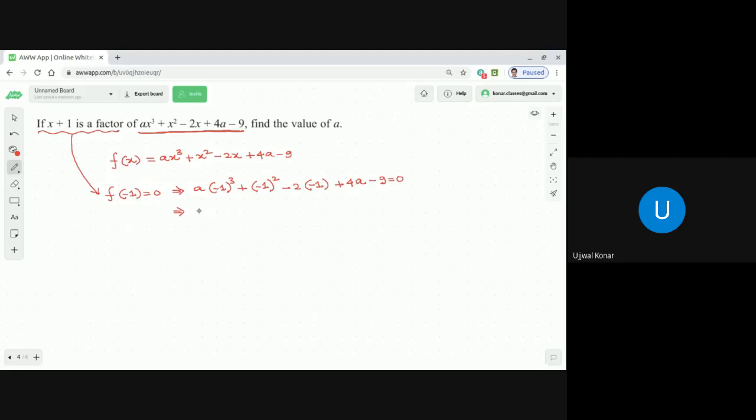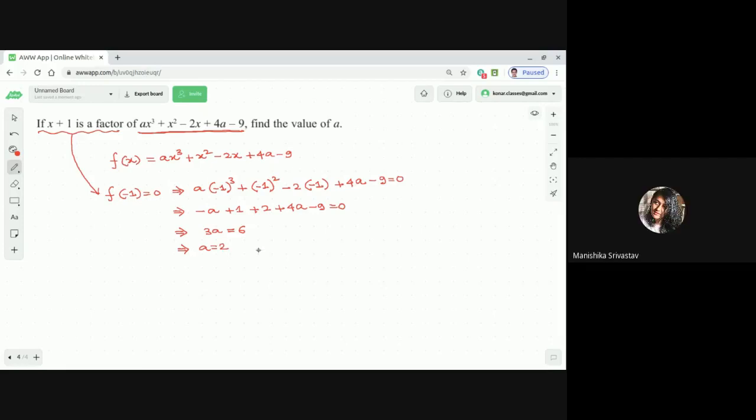This implies it becomes: minus 1 power 3 is minus 1, so minus a, plus 1. Minus 1 whole square is plus 1. Minus 2 into minus 1 is plus 2. Plus 4a minus 9, that is equal to 0. So minus a plus 4a becomes 3a, and 3a equals 6, correct or not? And we get a equal to 2. Okay, sir. Got it. Absolutely clear.